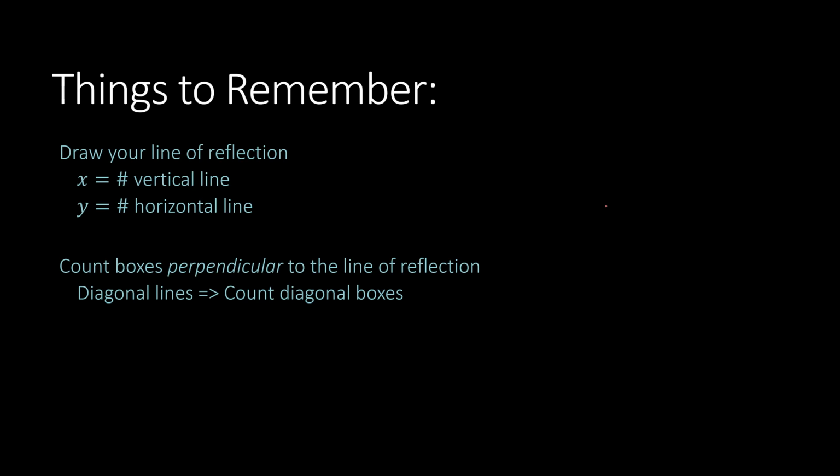Okay, so just some things to remember. Always draw on your line of reflection. If you have x equals a number, those are your vertical lines. They go up and down. And y equals a number goes across. Do not confuse that with your x-axis and y-axis, though. And always remember to count perpendicular to the line of reflection. Or in other words, diagonal lines count diagonal boxes. And that's it for today's lesson.